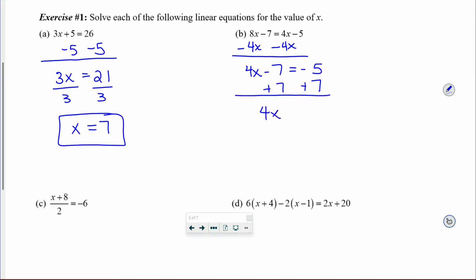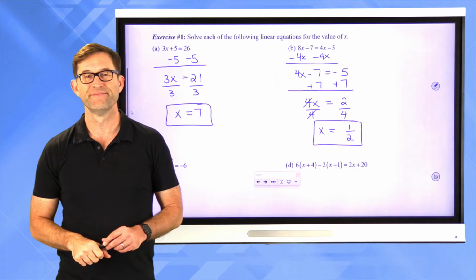I'm going to add 7 to both sides, and I'll get negative 5 plus 7 is 2. And then I'm going to divide both sides by 4. Now be careful in a situation like this. It's easy to think 2 divided by 4 should be 2, but in fact, that just reduces down to our favorite fraction, x equals 1/2.